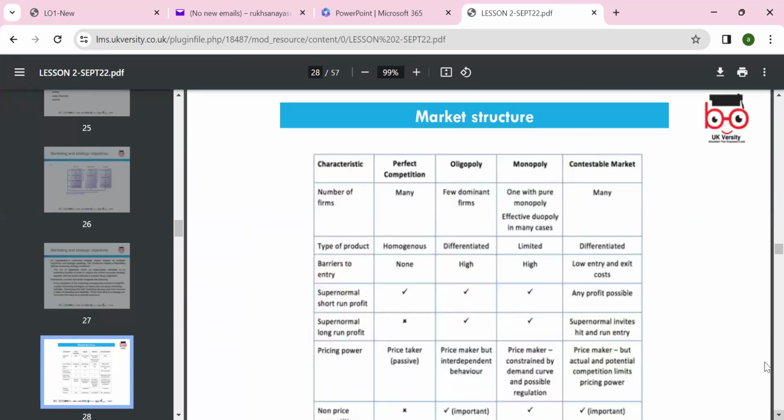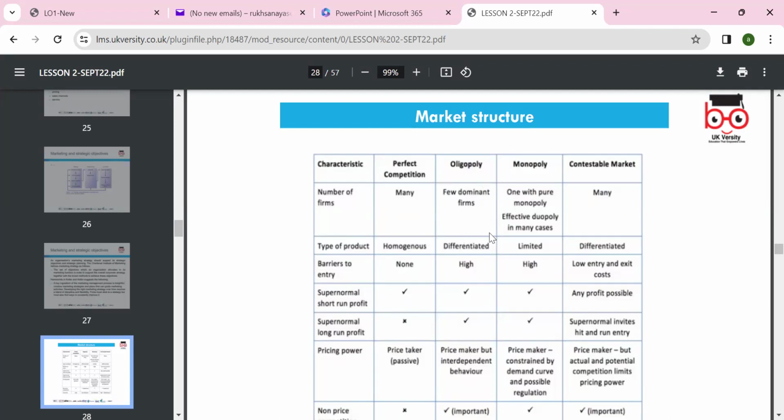So for market structures, we can look at how many firms there are. The market structure can be perfect competition, which means any company can enter the market. There is no barrier to entry or exit, and the product is homogeneous. They are price takers, not price makers.